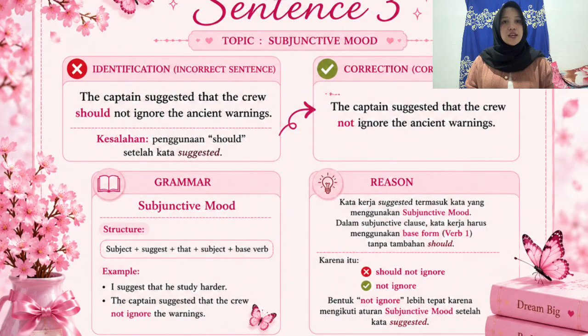Sentence number 3: the captain suggests that the crew should not ignore the ancient warnings. The mistake is the word "should". The correct sentence is: the captain suggests that the crew not ignore the ancient warnings. The reason is that after the verb "suggests", we use the subjunctive form. The verb stays in its base form, so we use "not ignore" without "should".